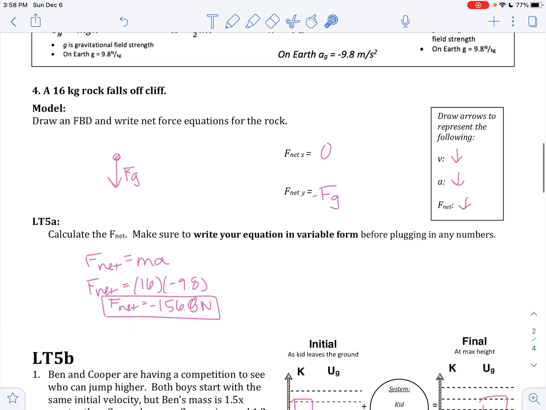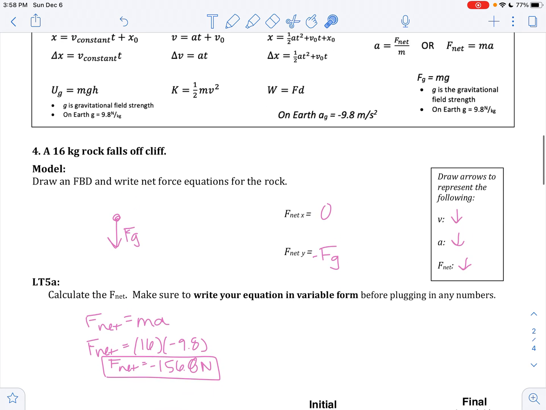Okay? All right, we got one more. So this one here is going to be a forces one. So a 16 kilogram rock falls off a cliff. Draw an FBD. Well, if it's falling off the cliff, there's no air resistance, so FG, and that's it. Calculate the net force. Well, the net force is going to be mass times acceleration. There's another way to do this as well. So we're going to take the mass times the acceleration, and I know the acceleration is negative 9.8 meters per second squared because it's in free fall, and then there we get the F net.